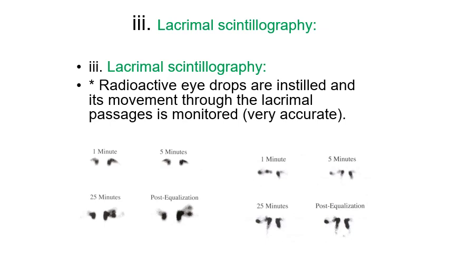Then there is another procedure you can do, that is called lacrimal scintillography. Radioactive eye drops are instilled and their movement through the lacrimal passage is monitored. So it can be observed after 1 minute, 5 minutes, 25 minutes and post equalization. So this is the accurate method. You can call it a tracing of radioactive eye drops. It will tell you the exact location of a blockage of the nasolacrimal drainage system.